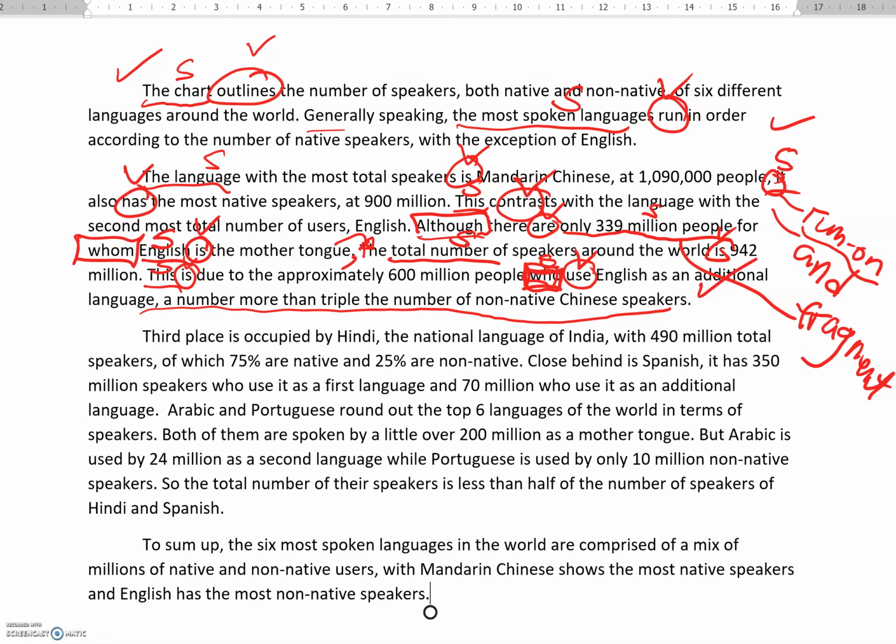Okay. Next paragraph. Third place, subject, is occupied, verb, by Hindi, the national language of India, with 490 million total speakers, of which 75% are native.